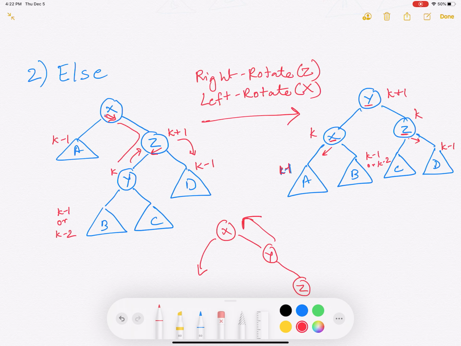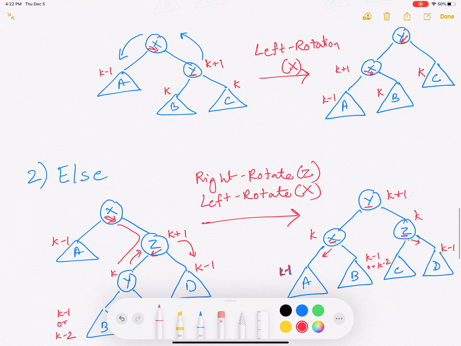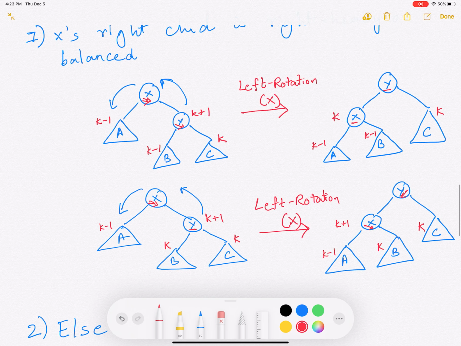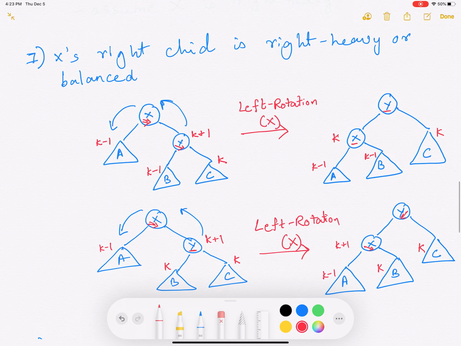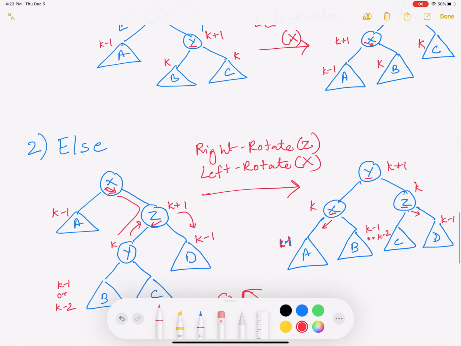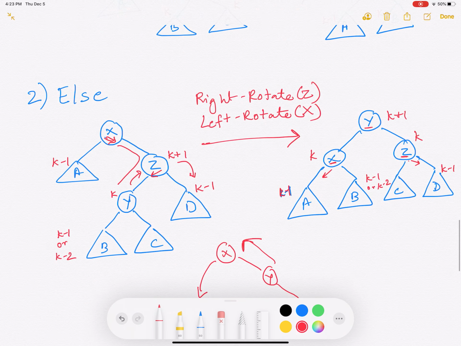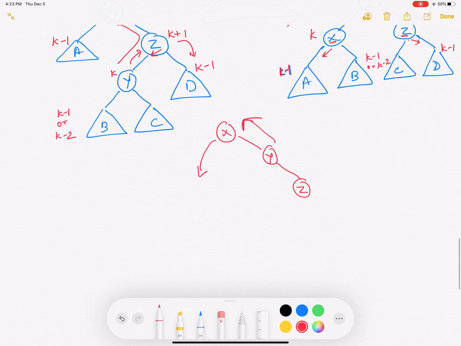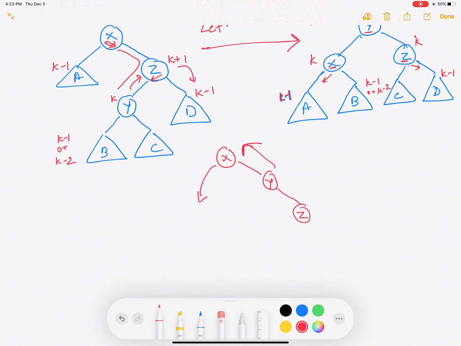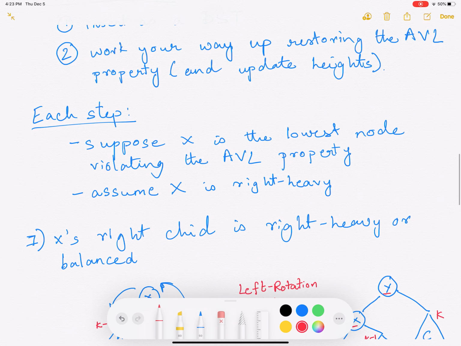So these are the 2 cases. Either these 2 scenarios occur, if x's right child is right heavy or balanced, or if x's right child is left heavy. Now, a similar set of 2 cases will occur if we consider x is left heavy. Here we have considered that x is right heavy. Two other options like this will occur if x is left heavy.